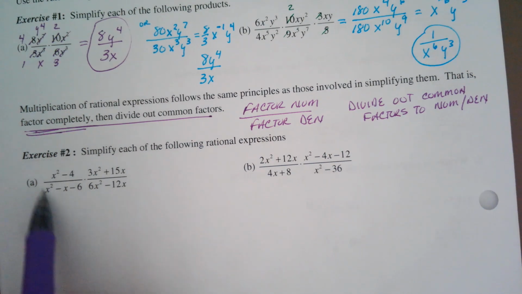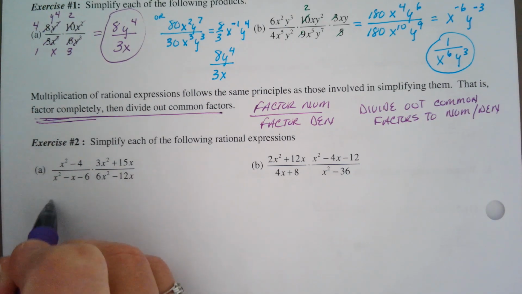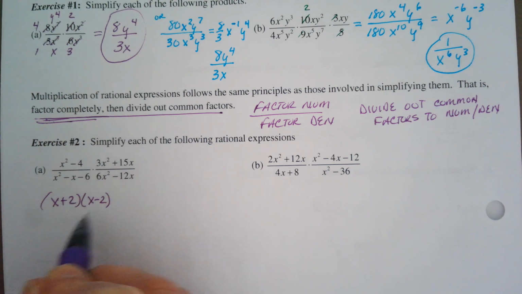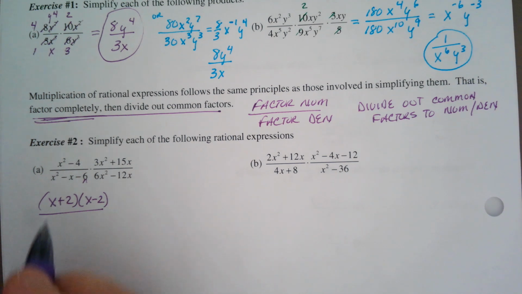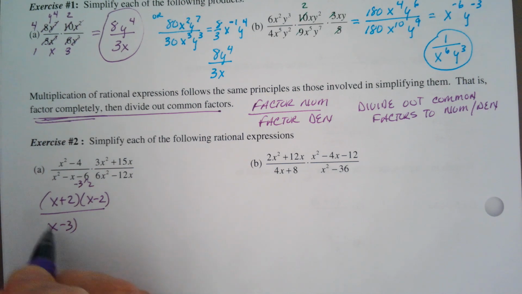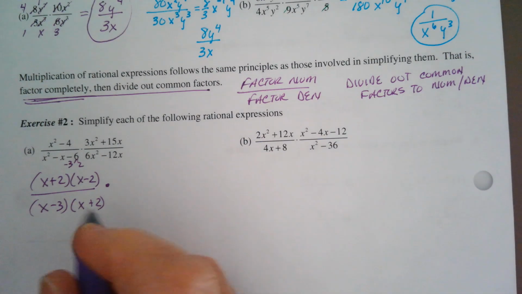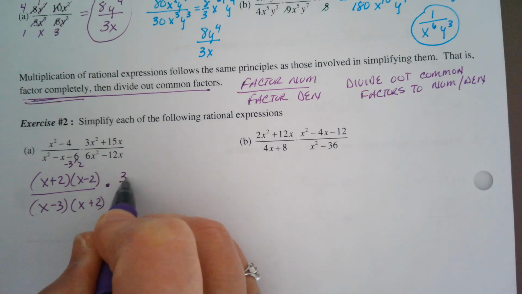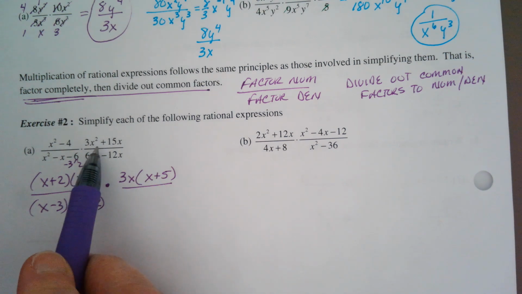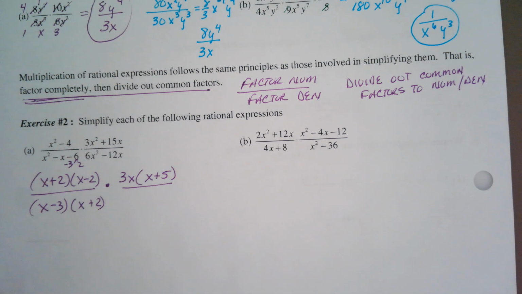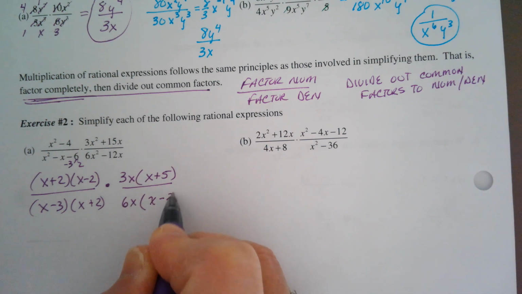Simplify each of the following. All right. We have this times this. Factor this numerator, the difference of perfect squares, x plus 2 times x minus 2. Factor this denominator, the factors of negative 6 that sum to negative 1 are negative 3 and 2. Times, make sure you write down the operator, multiplication. This denominator, 3x is a GCF that comes out, x plus 5 in parentheses. And this numerator, 3x comes out. Now this denominator, 6x is a GCF, x minus 2.